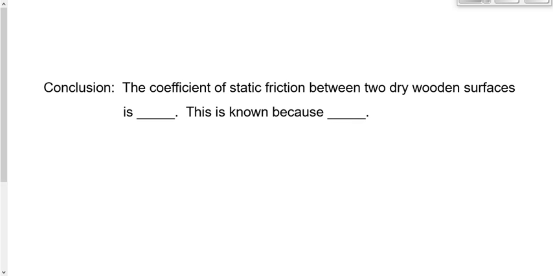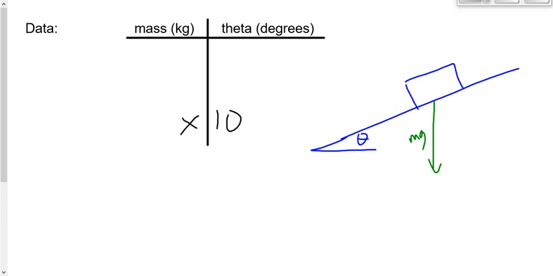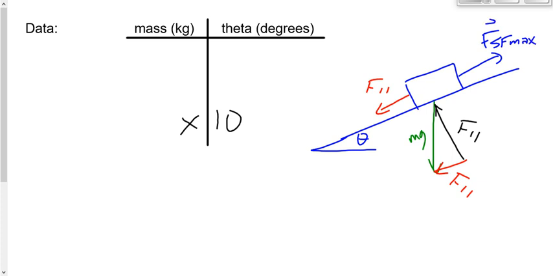Now, how are we going to do that? This is a spot where maybe you want to take a little note here. If this is our block, and this is theta, this would be the force of gravity. This would be the normal force, and this would be F parallel. Remember, the point at which this block begins to move, then F parallel will be equal to the maximum force of static friction. So we need to get FSF max here. Well, the way to get that is to get F parallel. So how do you get F parallel?